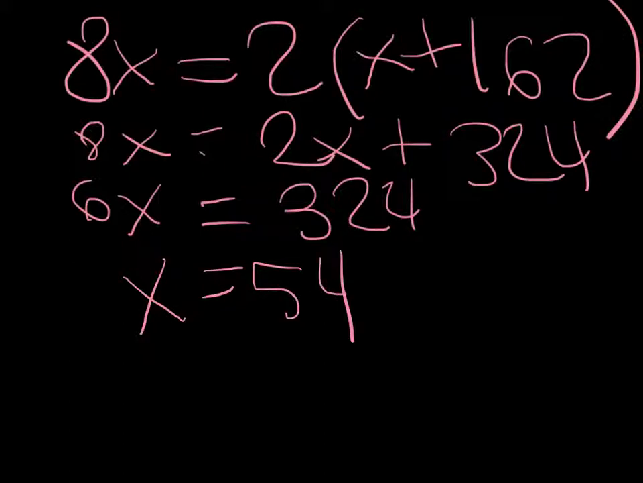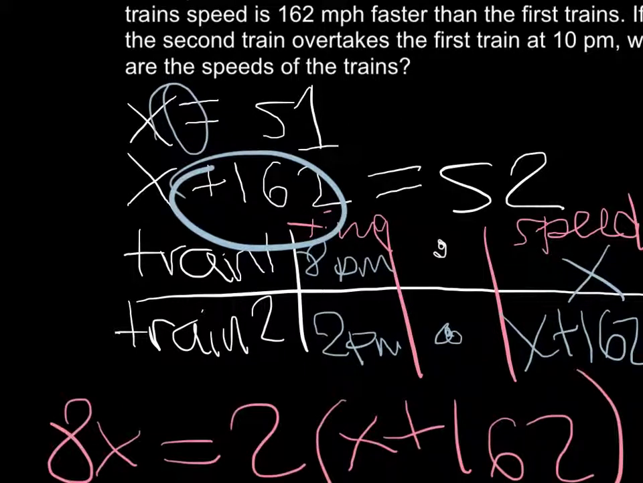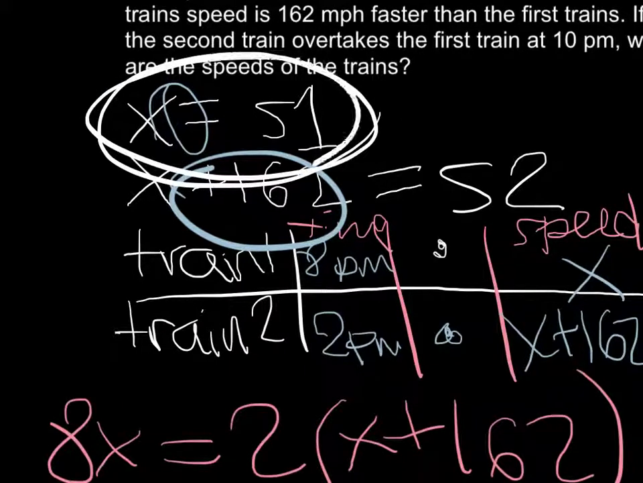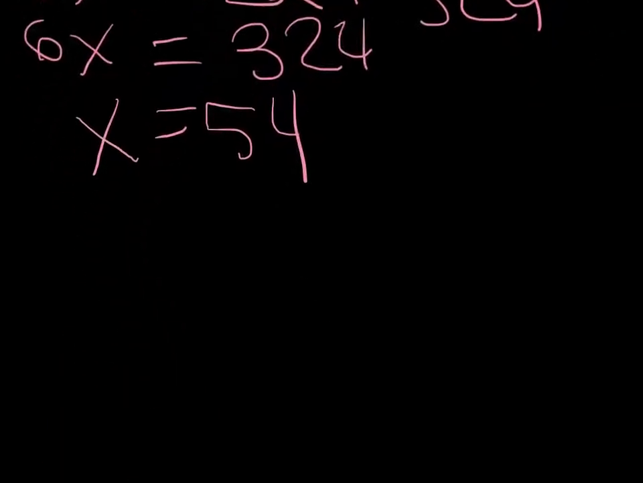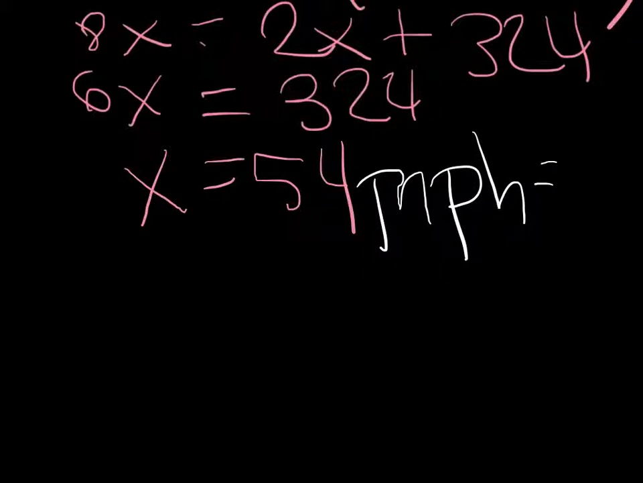So now we've solved one of our equations. We know now that the first train, its speed is 54 miles per hour.